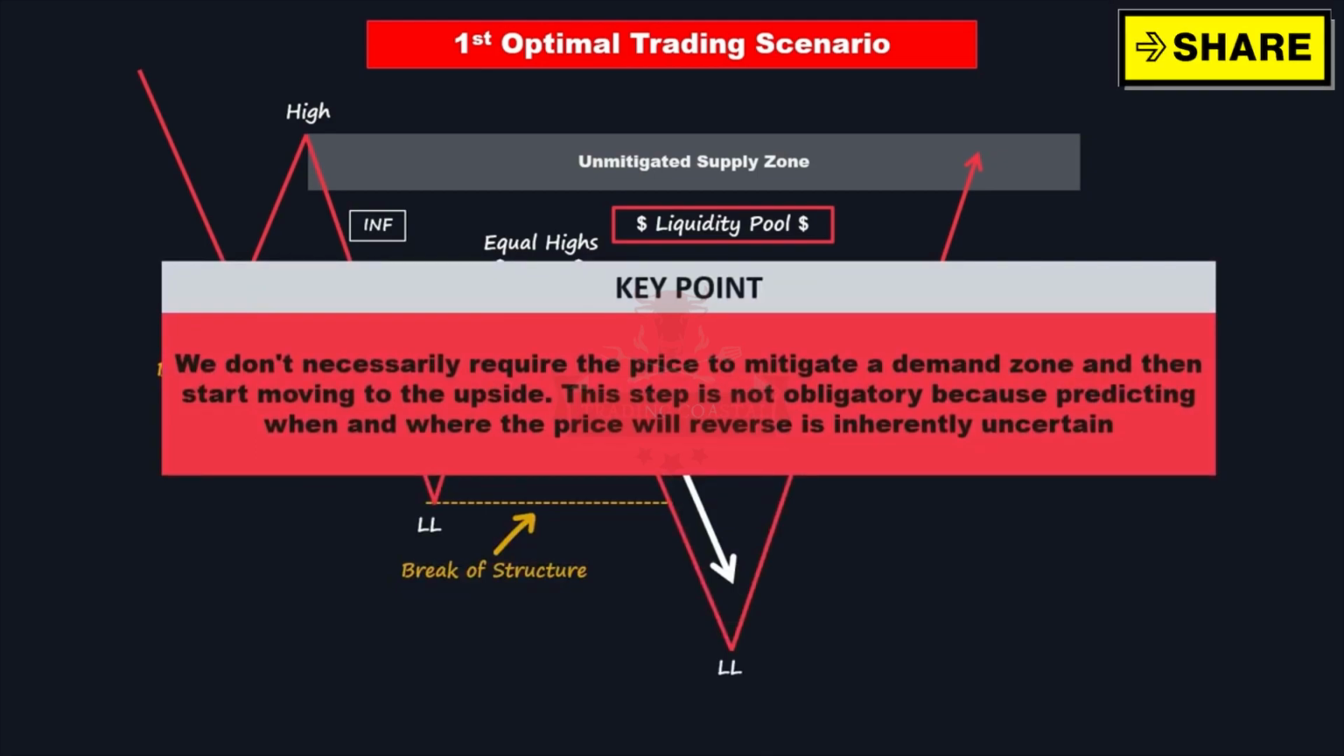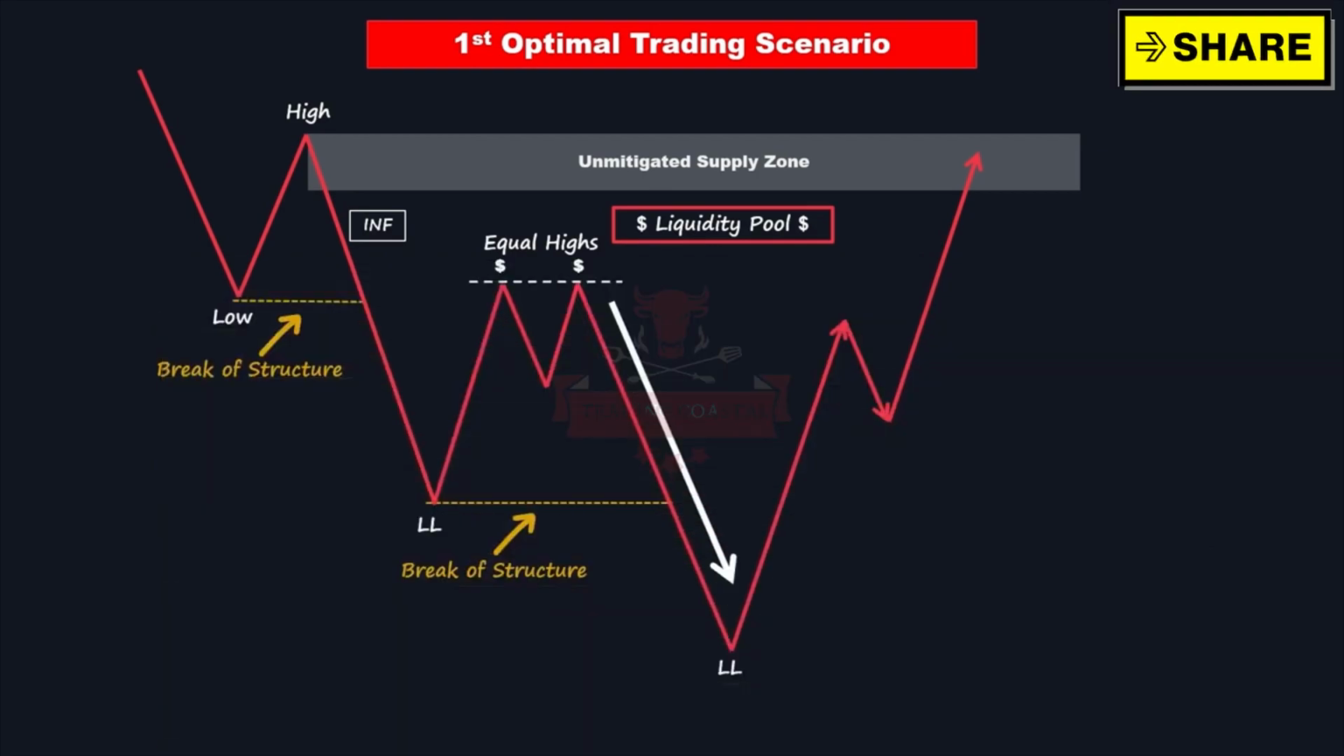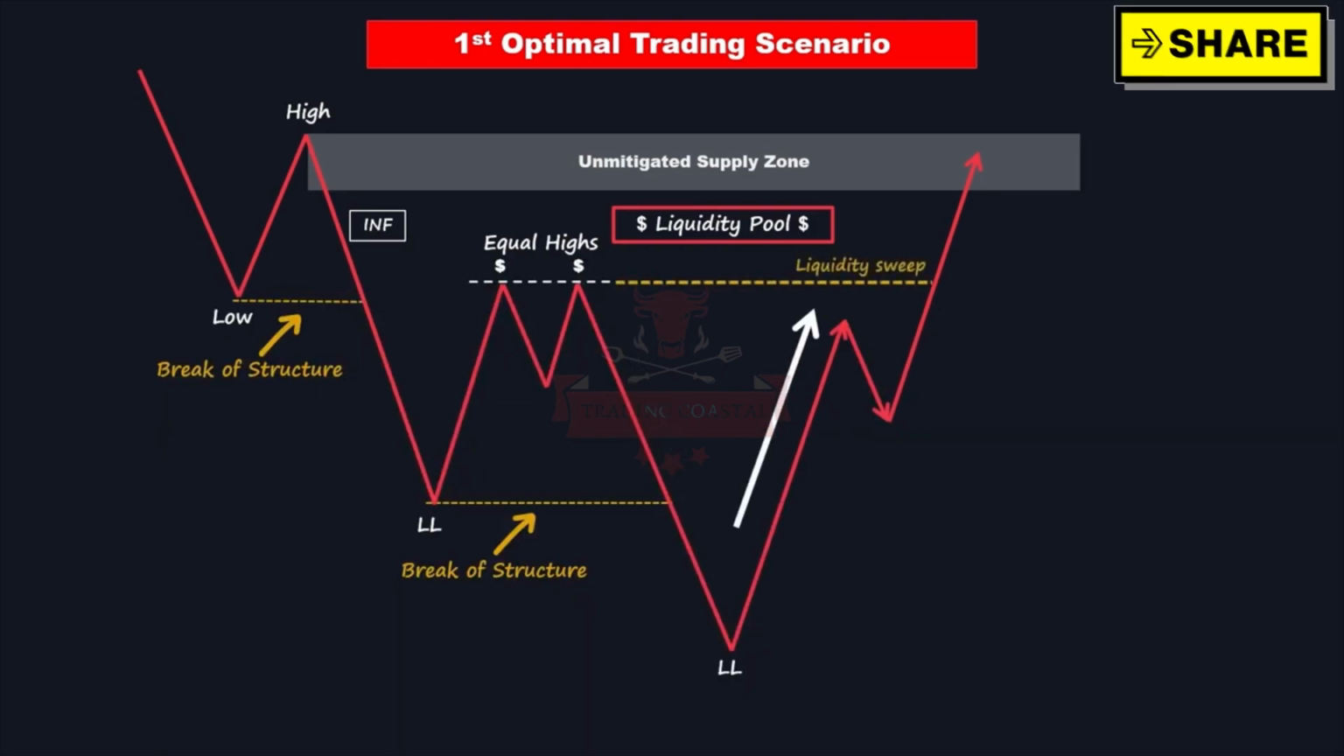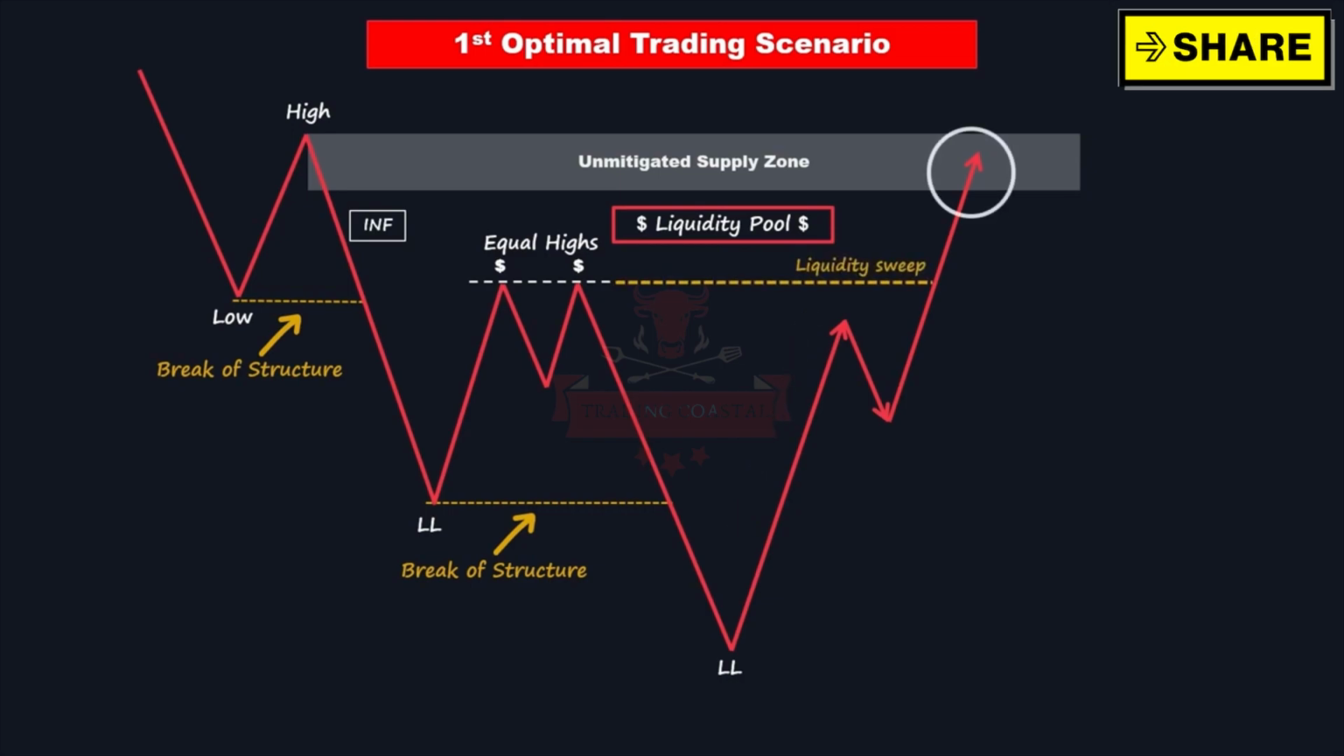We don't necessarily require the price to mitigate a demand zone and then start moving to the upside. This step is not obligatory, because predicting when and where the price will reverse is inherently uncertain. What we anticipate in this scenario is for the price to move upward, sweeping the liquidity accumulated above the equal lows, then entering the identified point of interest, mitigating it, and subsequently reversing to the downside, sustaining its downward movement.